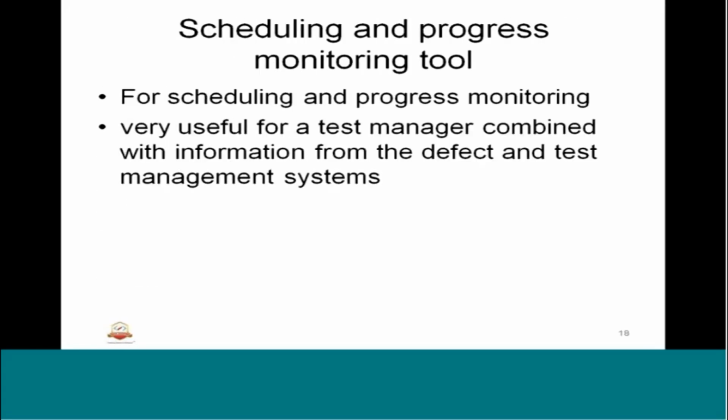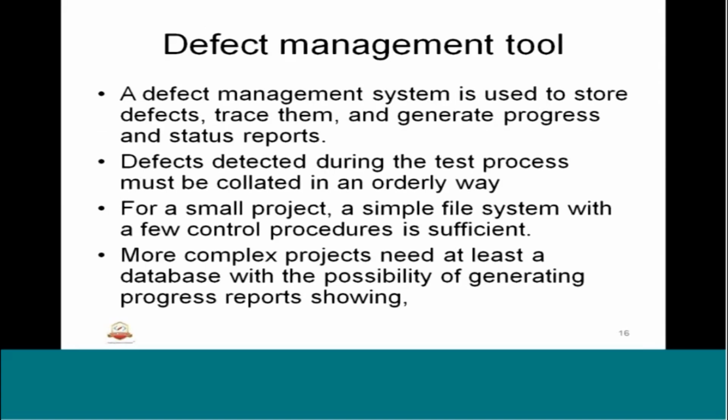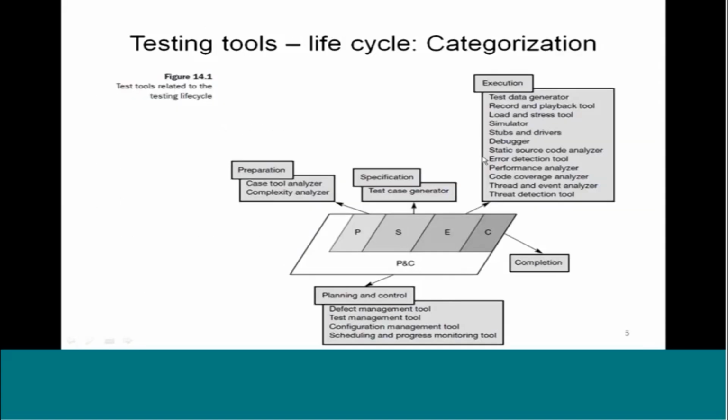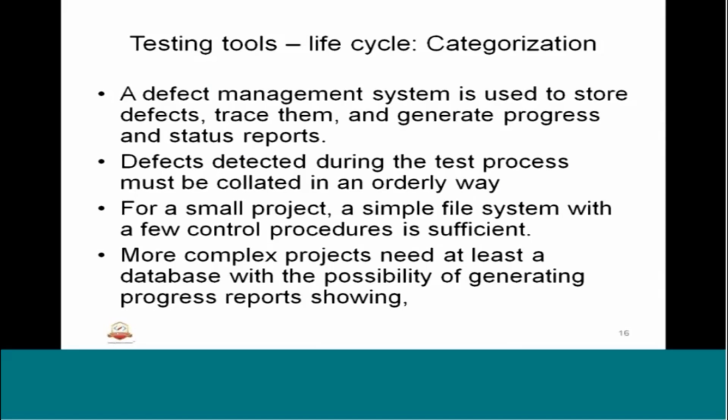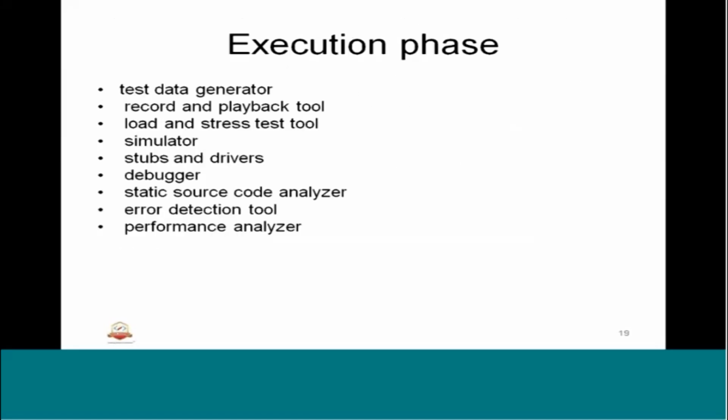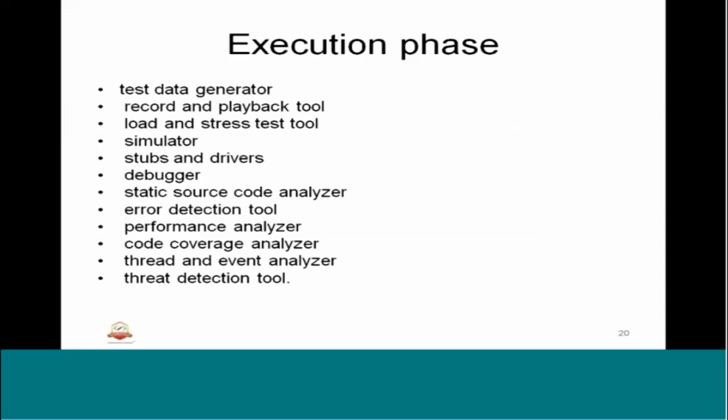So the next one we have is execution. Execution can be done with a number of tools and various types of things. Definitely a minimum of 3 to 4 tools are used for any embedded system of moderate complexity. Here is a list of the types of tools used in the execution phase. Test data generators, record and playback tools, load and stress test tools, simulators. We know we have studied some simulators, stubs and drivers. We studied this today. Debuggers.